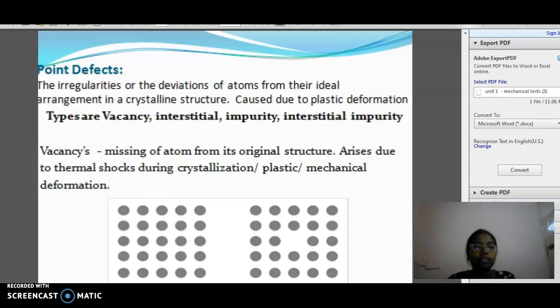Coming to the point defect, it is the irregularity or deviation of atoms from their ideal arrangement in a crystalline structure. These point defects are erased due to plastic deformation. Types are vacancy, interstitial impurity, and substitutional impurity. Vacancy is nothing but a missing atom from its original structure, which arises due to thermal shocks during crystallization or plastic or mechanical deformation. As shown in the figure, we observe the difference between perfect crystals and vacancy crystals.